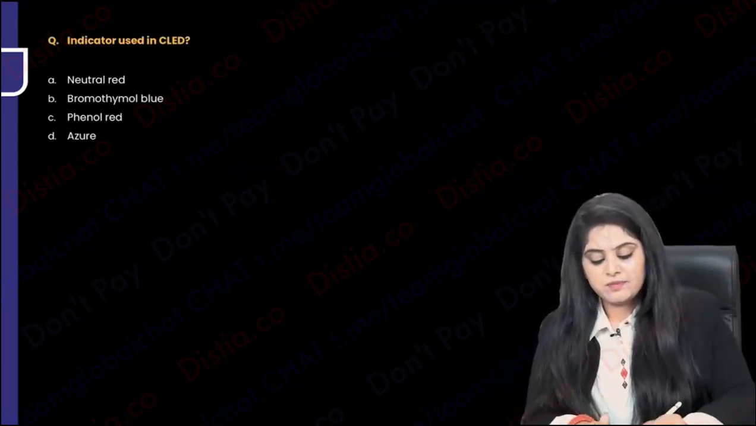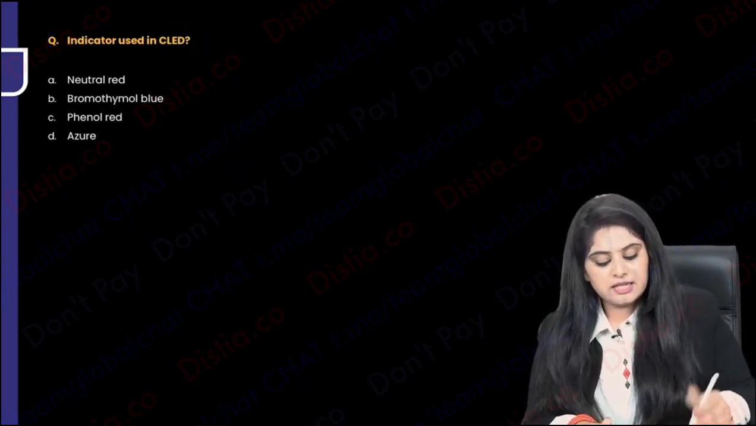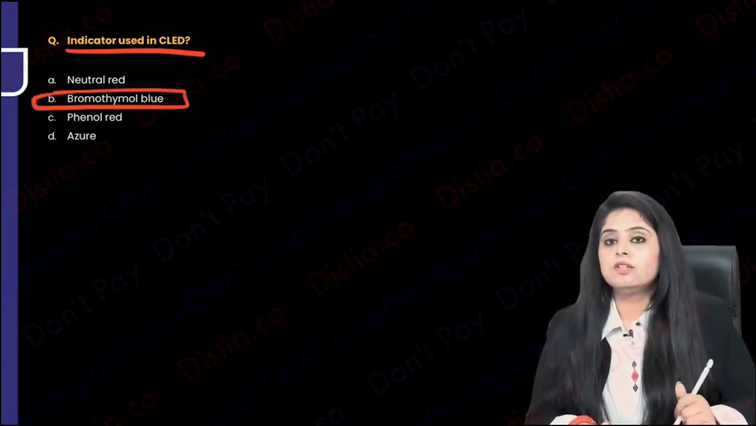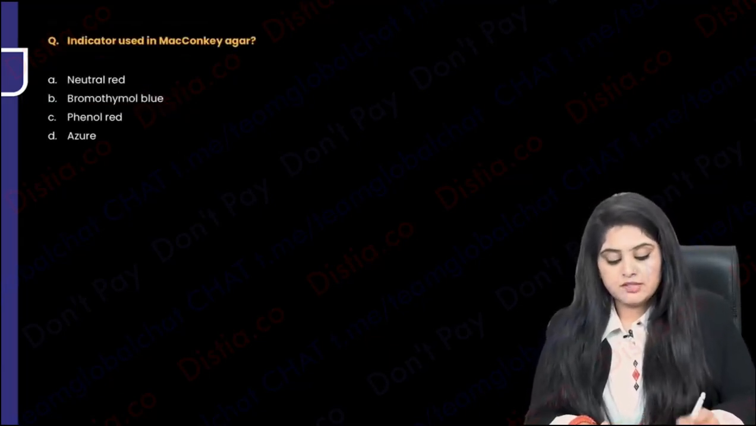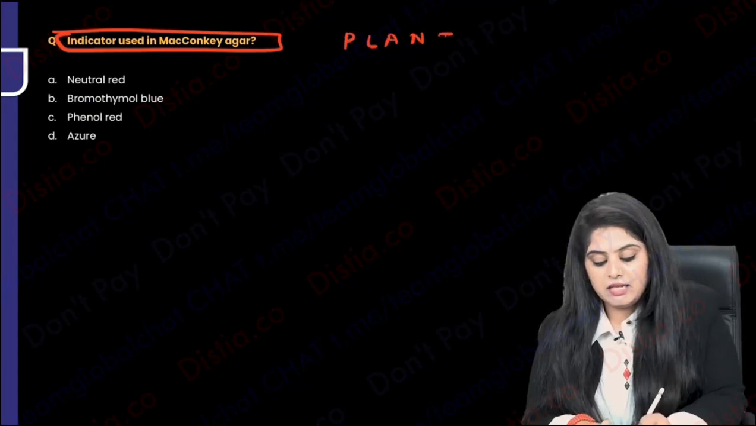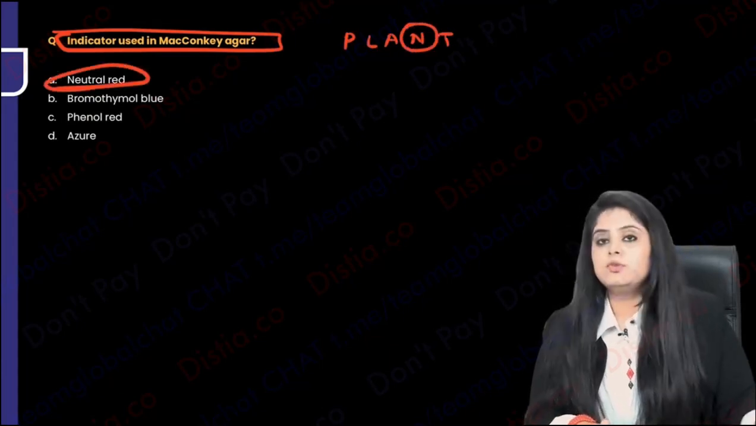Quickly tell me your question. What is the indicator that we used in the CLED media? CLED was that blue color wala media, so the indicator used was bromothymol blue. But what is the indicator that I used in McConkey? McConkey had a mnemonic called plant, and N was for neutral red.